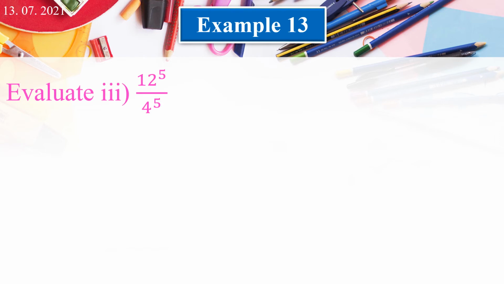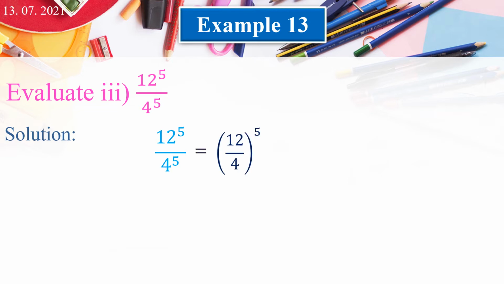Example 13. Evaluate third sum 12 power 5 divided by 4 power 5. Let us move on to the solution. The question is 12 power 5 divided by 4 power 5. Here we have power 5 in the numerator as well as in the denominator. So it can be written by using the law, division of numbers with the same exponents. So this can be written as 12 by 4 whole power 5.